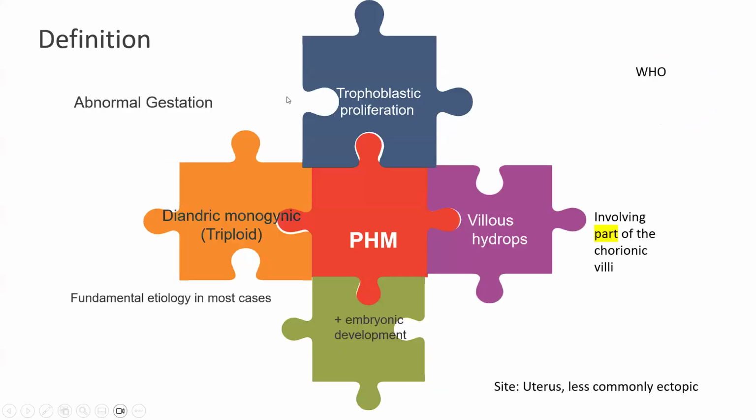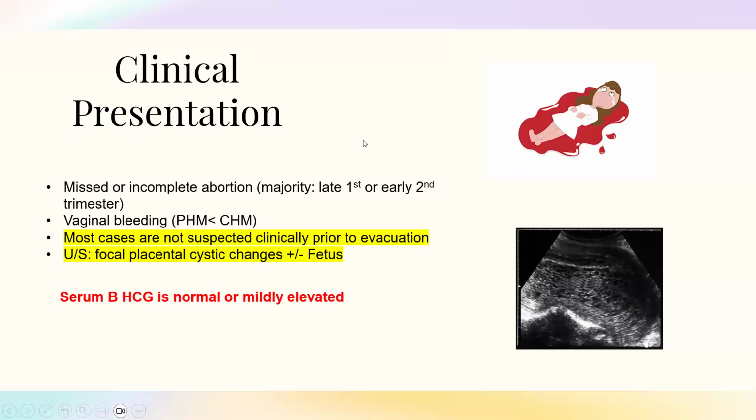The partial mole is again an abnormal gestation characterized by trophoblastic proliferation and villus hydrops, but now the villus hydrops is only in part of the villi and it's not diffuse like the complete mole. We have embryonic development that we might see on ultrasound or not, and we might see on gross examination of the DNE or not. What's most important is that the molecular imprint is diandric monogynic triploidy.